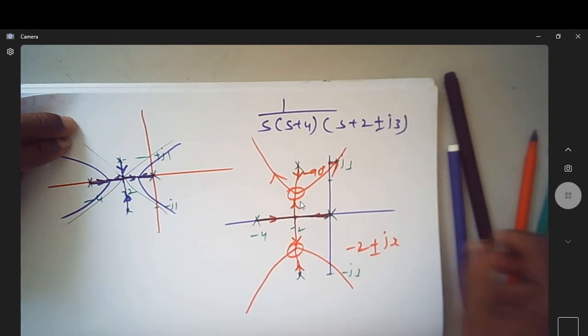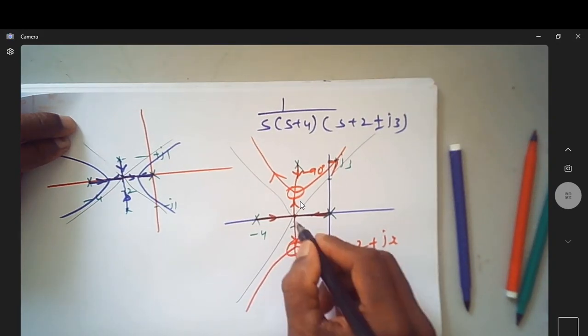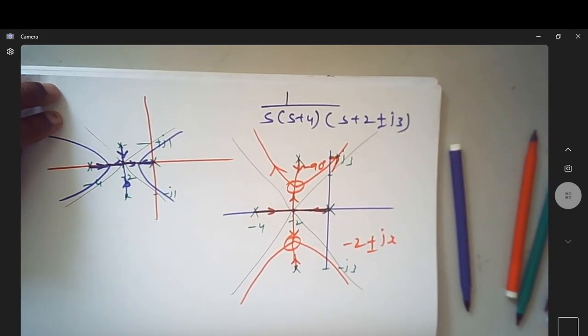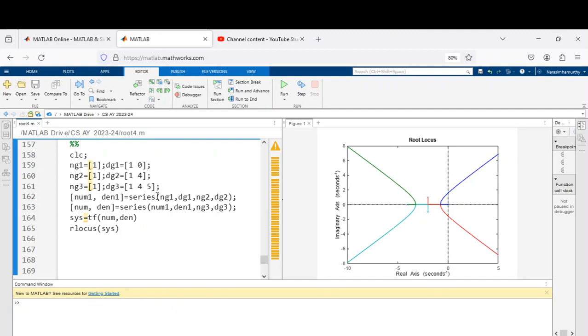So of course we have asymptotes here, which are being taken care of. The same thing can be visualized in your MATLAB also, where you have to change this. So that will be now a square plus, that is 9 plus 4 is 13. If I make it 13, you can see how we get it.